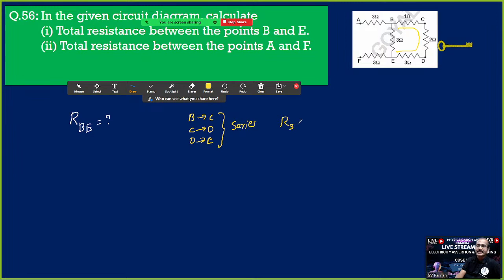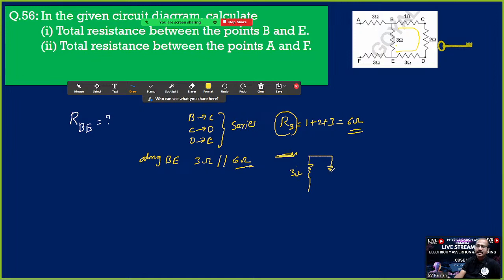So total resultant resistance in series, 1 plus 2 plus 3, is equal to 6 ohms. Now this total resultant resistance is parallel with 3 ohms along BE. 3 ohms is parallel to 6 ohms, yes or no? So this is the 3 ohm, and all the combination we got again 6 ohm. Again these two are in parallel. They're asking about the total resultant resistance between B and E.